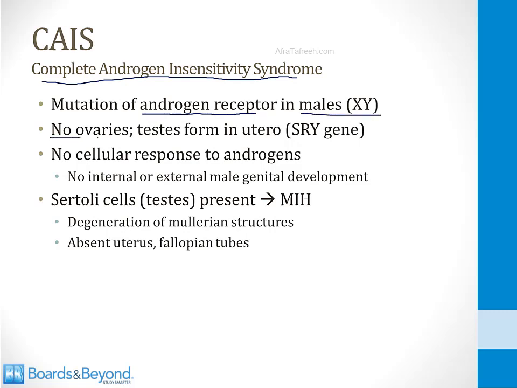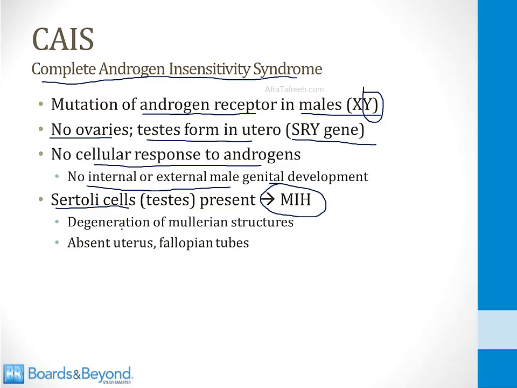These babies are born with no ovaries. That's because they do have a Y chromosome. Therefore, the testes form in utero. They have a functioning SRY gene. The problem results because there is no cellular response to androgens, and for this reason there is no internal or external male genital development. In addition, the Sertoli cells in the testes are present and they are secreting Mullerian inhibitory hormone. This leads to degeneration of the Müllerian structures, so even though these babies are born appearing to be female, they will have an absent uterus and fallopian tubes.